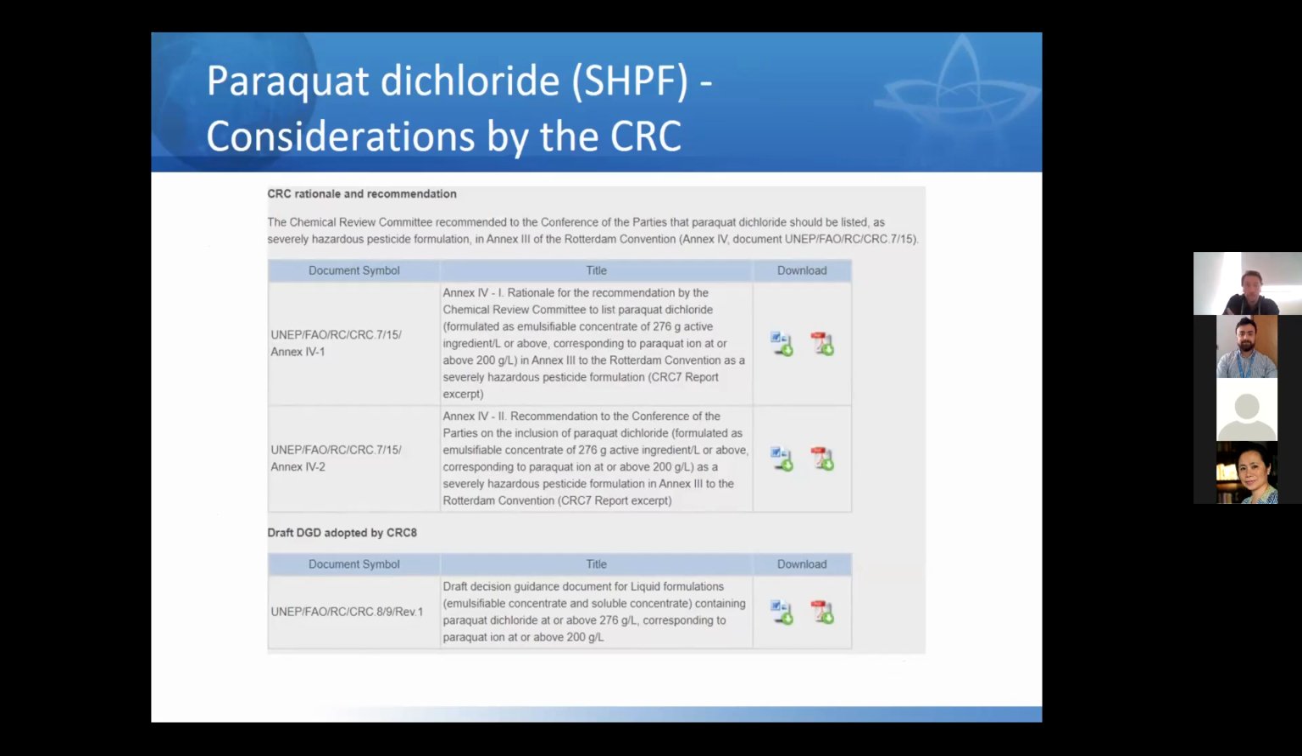In this slide you can see that on the web page dedicated to the chemicals recommended for listing, the rationale is available, and you can download it from there, where you can find all the reasons why the SHPF was meeting the Annex 4 criteria. And you can also find the draft DGD that at CRC 8, the next CRC, was drafted and adopted by CRC.